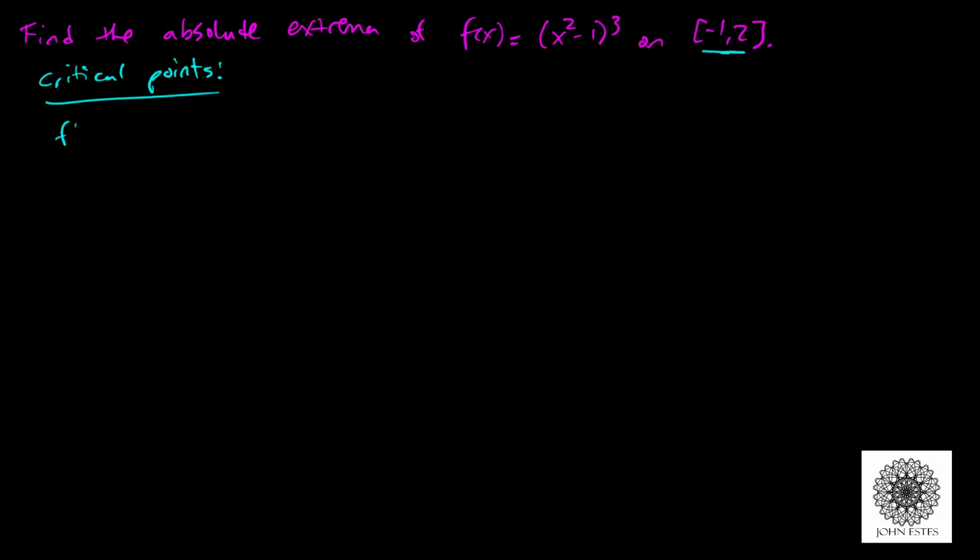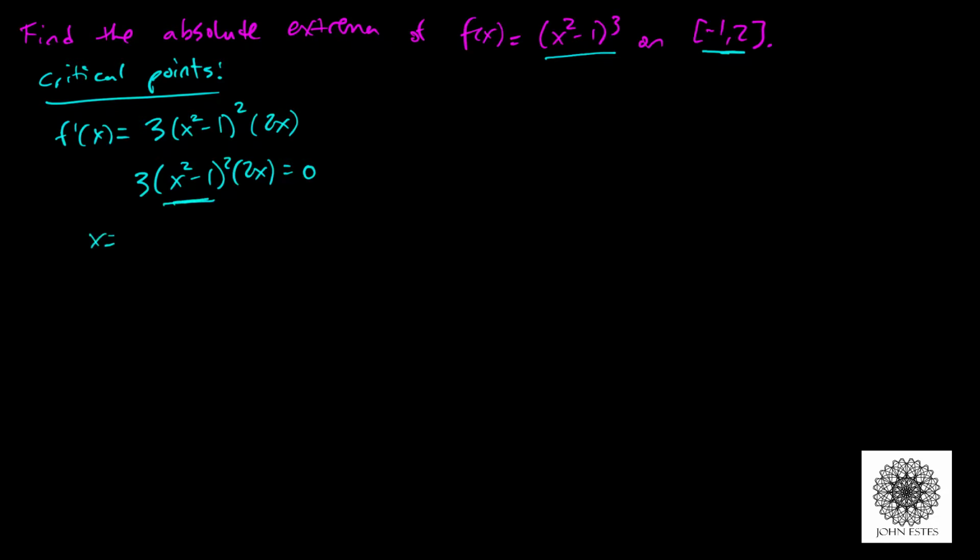Alright, so I take the derivative, and here, we have to remember how to use chain rule to do this. So that's going to be 3 times x squared minus 1 quantity squared times the derivative of what's inside, which is 2x. You set that thing equal to 0. This is actually pretty straightforward because it's factored for us already. So from this part, you end up with x equals plus or minus 1, and from 2x equals 0, you end up with 0. So those are your critical points, and notice that these values all are within this range.